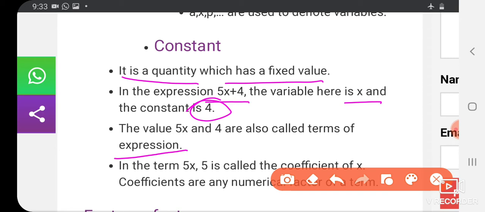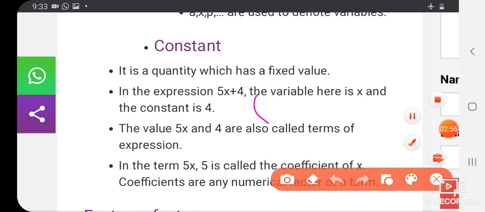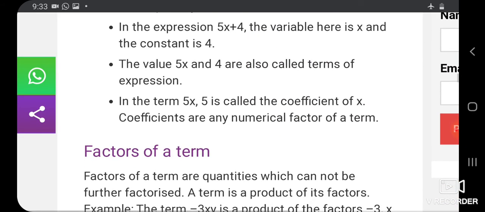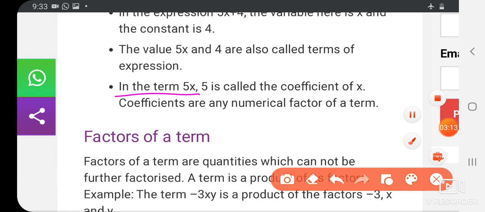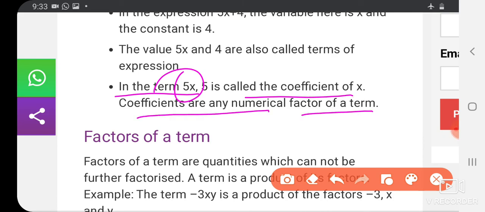If I write 5x plus 4, then it becomes an expression. Or one more thing, remember that if I just write only 5x, that itself is an expression only. Yes, because a term also we can call an expression. Okay, then in the term 5x, 5 is called the coefficient of x. You can see here, in 5x, the 5 is called the coefficient of x, the numerical factor of the term.